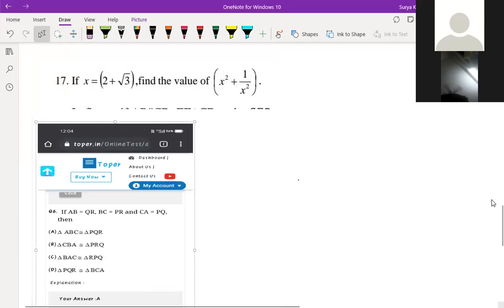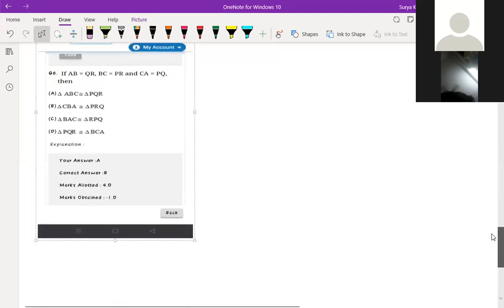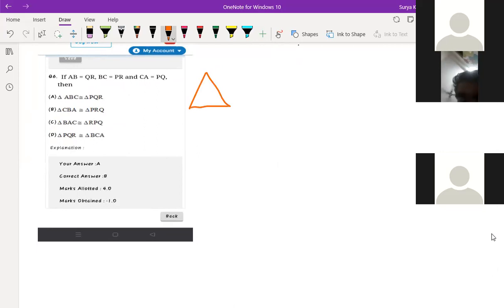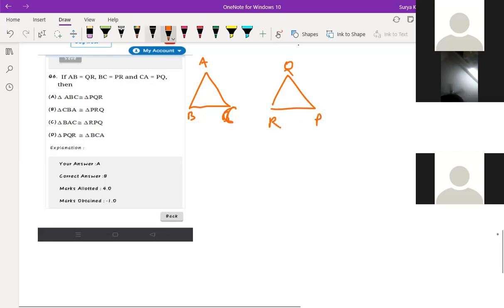See, this is the next question, Sai Charan. If AB is equal to QR, BC is equal to PR, and AC is over here, then see, first you write ABC. ABC you draw over here. And here you draw the same figure. And A place what is there? Q and R. So you write here Q, R. And here write P. Understood, Sai Charan?